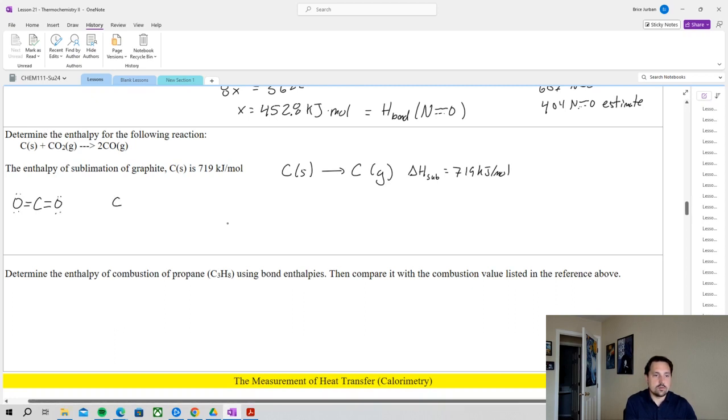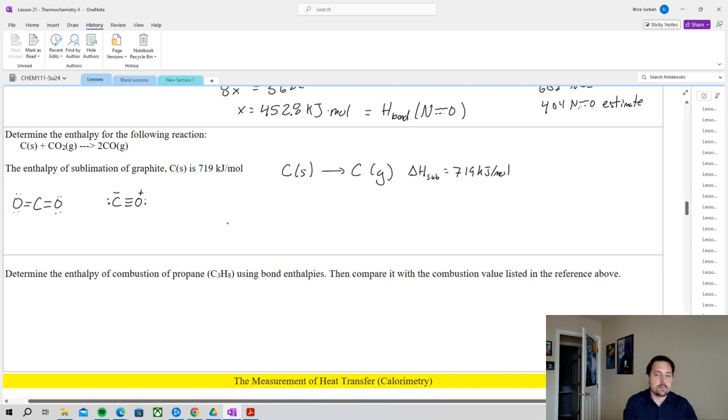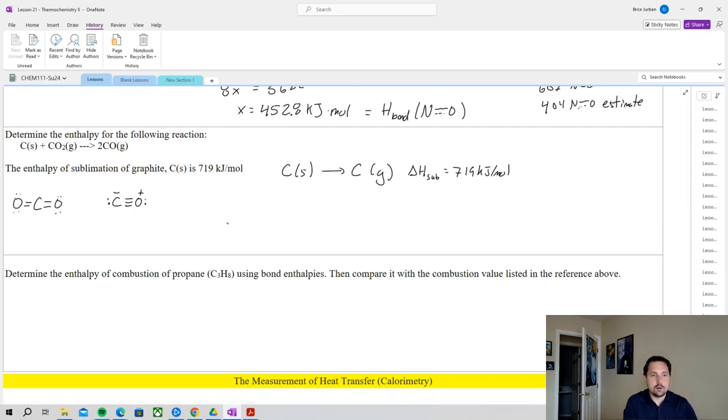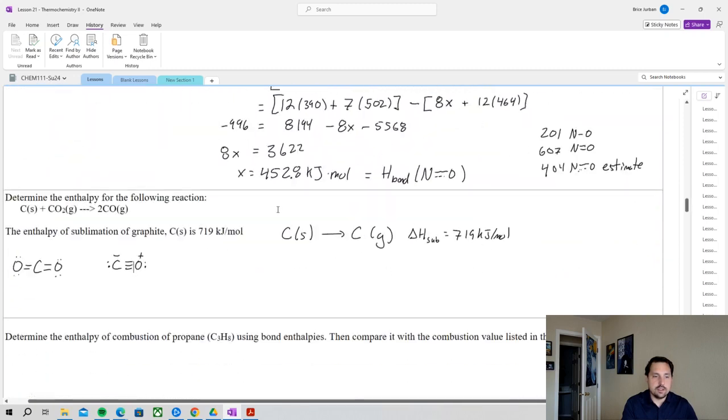And CO. So carbon monoxide is a triple bond. And it looks like this. And we have a positive and a negative and a positive side to it. And if we're going to form two carbon monoxide bonds, we'll need to break these CO double bonds. So let's find the CO double bond up here. That's 730 a piece.